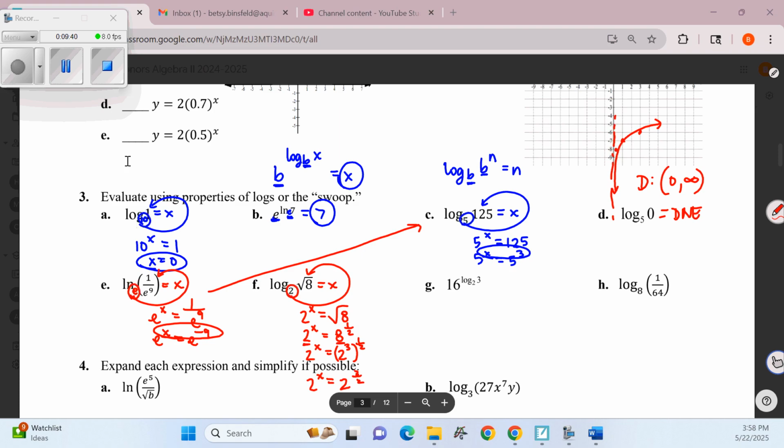And again, by similar means as up here, we can only have an expression where 2 to the x equals 2 to some other power if their powers are the same. So this whole thing would just be 3/2.